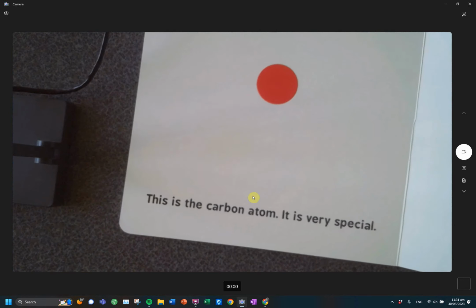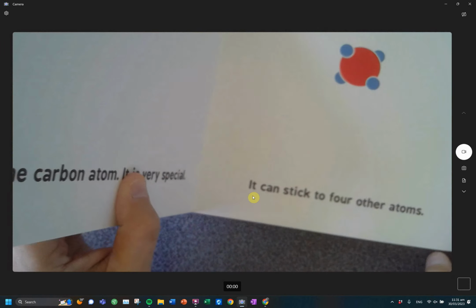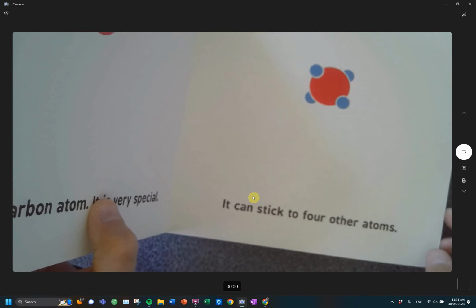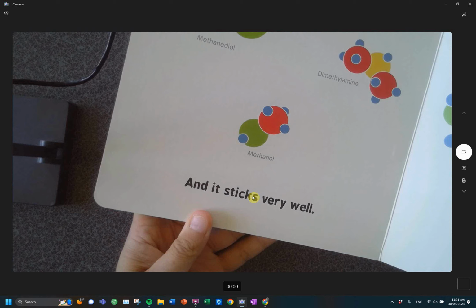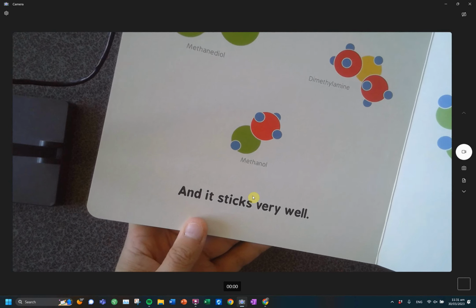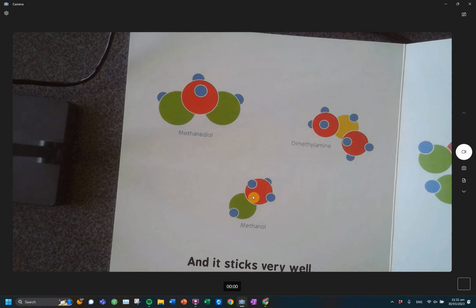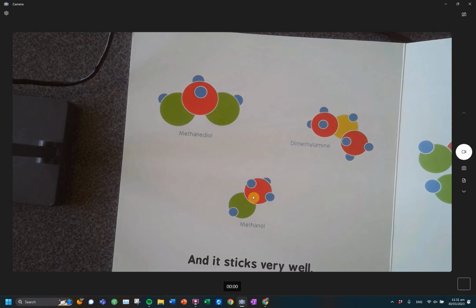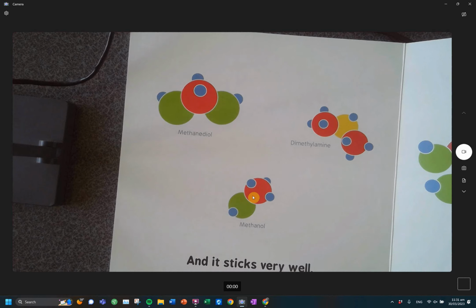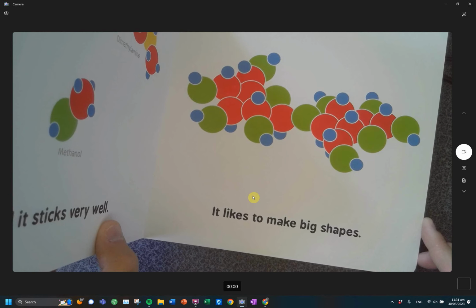This is a carbon atom. It is very special. It can stick up to 4 other atoms. And it sticks very well. So do we see here? That was a very loud screech from us. So there's carbon, there's some carbon, there's some carbon, and all those carbons, you'll notice that they are bonded to 4 other things. And it likes to make big shapes. It's pretty, huh?